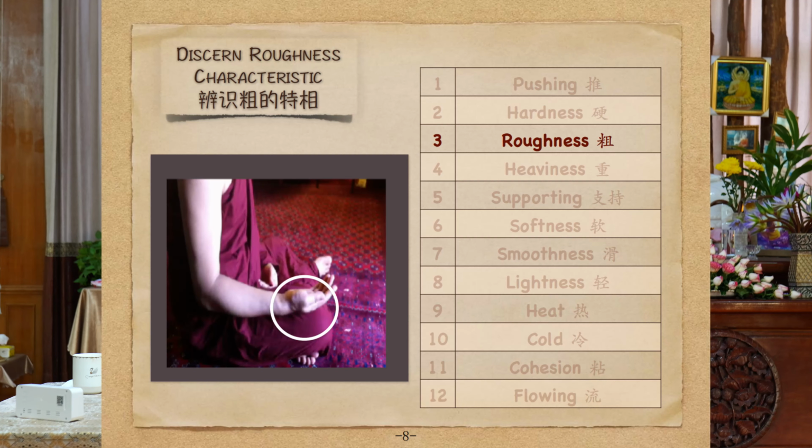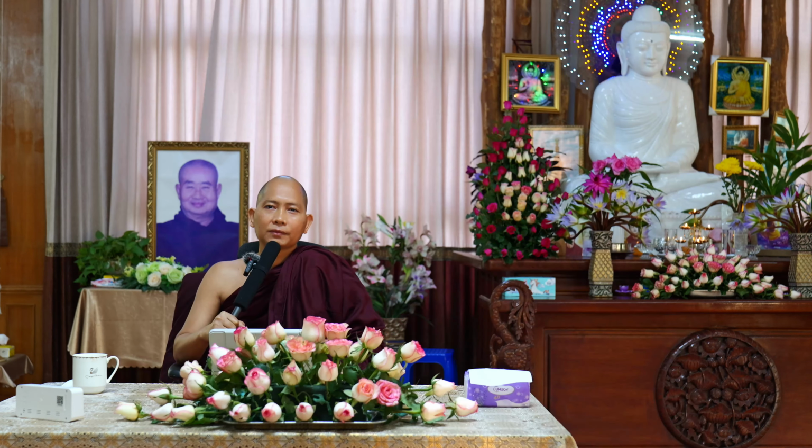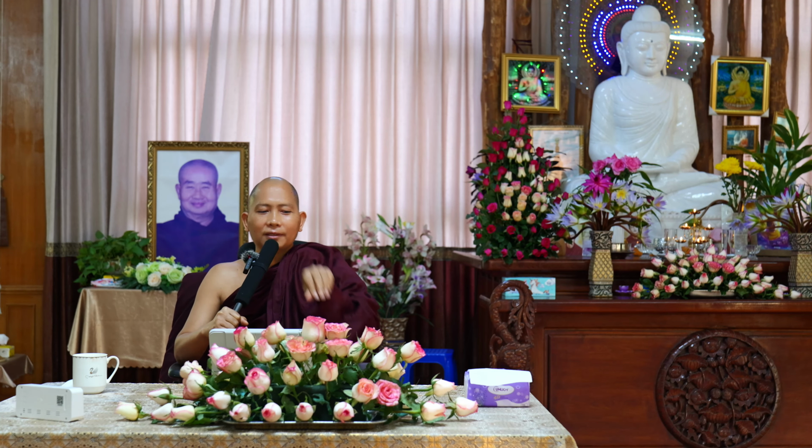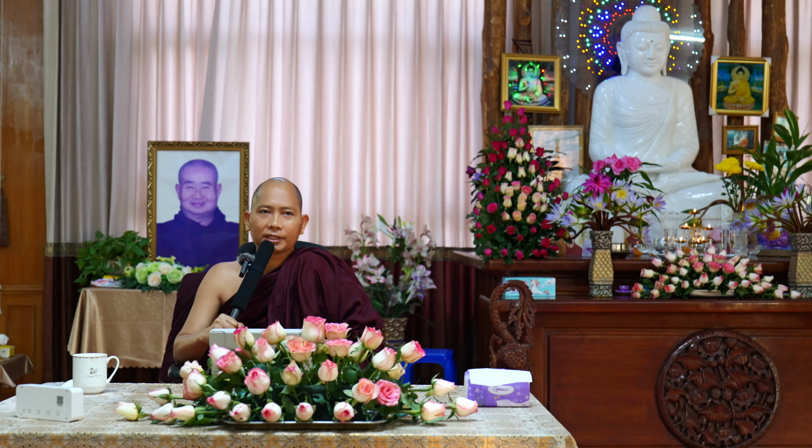Another one is roughness. There are also roughness characteristics in your whole body. You can discern the roughness characteristics beginning from the most obvious place. Where? For example, here in the picture it shows. When you are wearing clothes, you can brush your back or your pants with your clothes. Then you will feel roughness. Or after shaving, you can test. Very rough. Oh, this is roughness. Only just to understand.